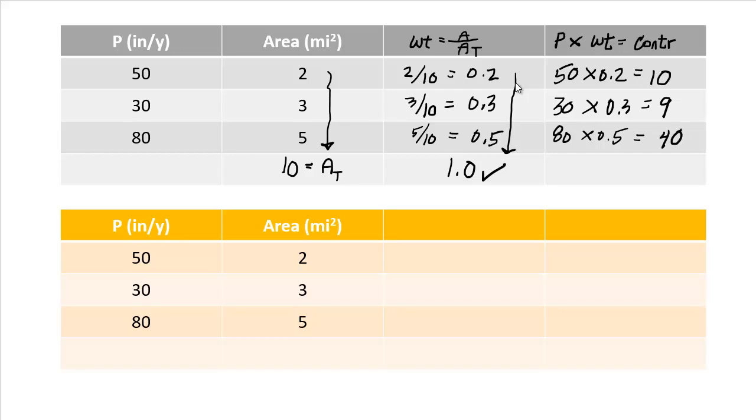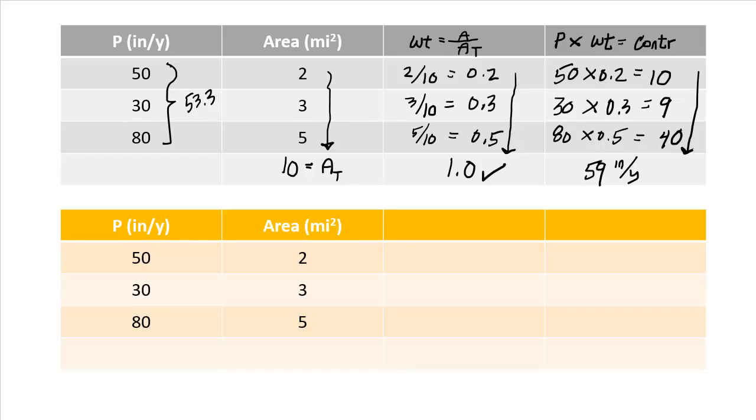And finally, all I have left to do is to sum these three contributions up to get the total weighted average precipitation. So that's 10 plus 9 plus 40, which is 59. So 59 inches per year is my weighted average precipitation. Just to compare, if I just took the arithmetic average of these, it turns out to be 53.3 or something like that. So the weighted average is quite a bit higher than the simple arithmetic average.